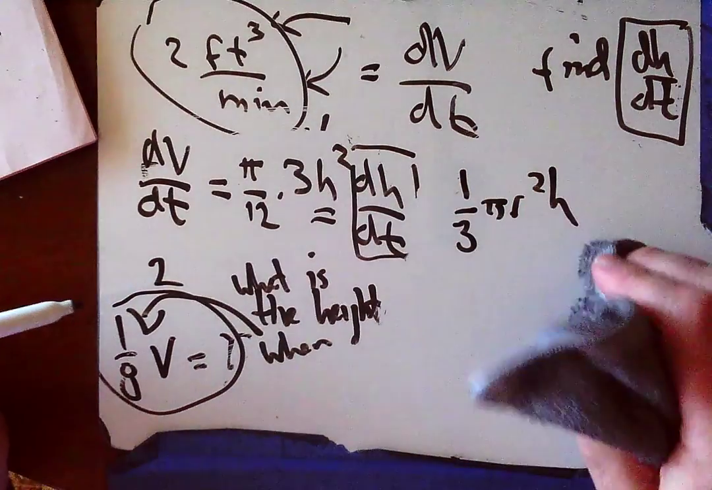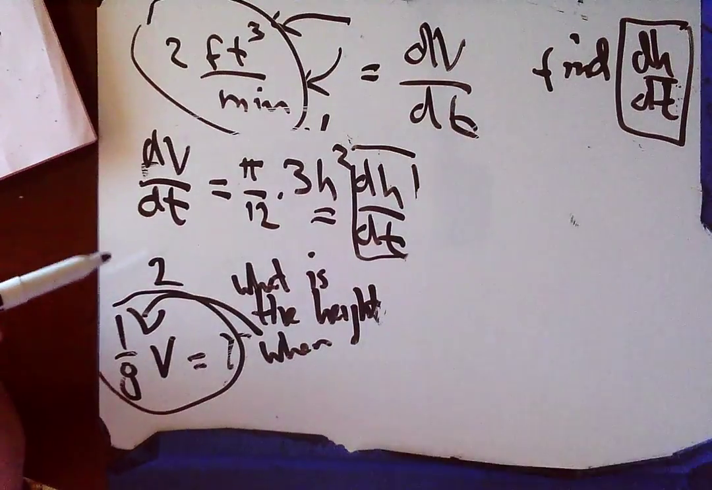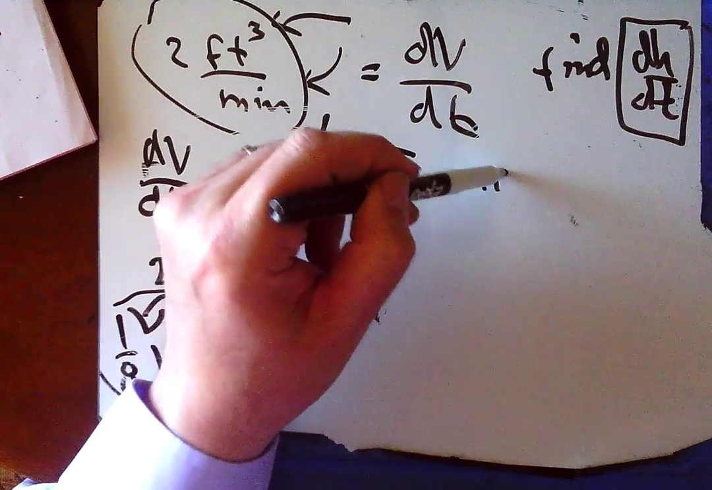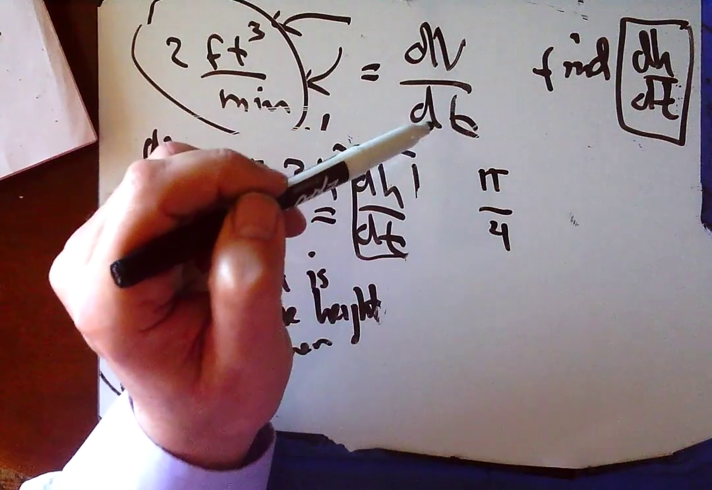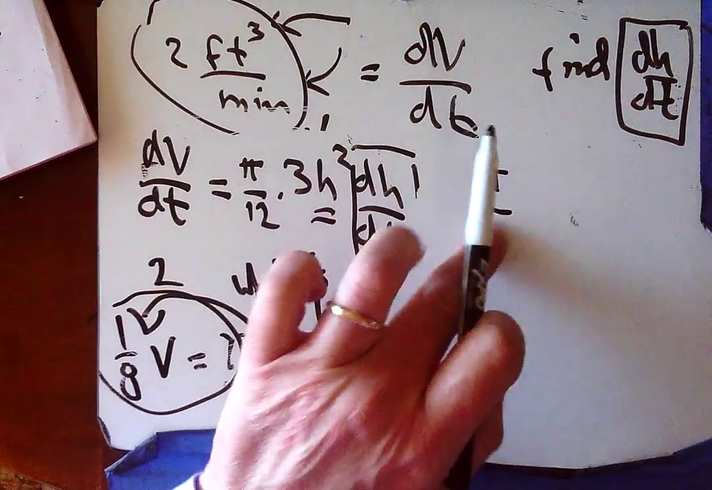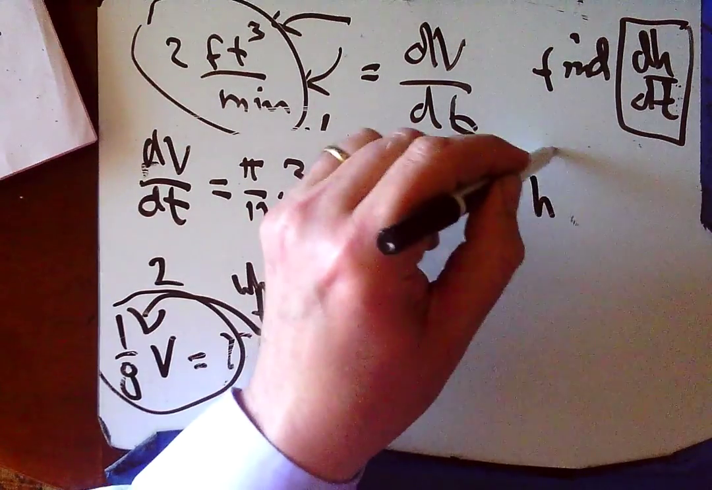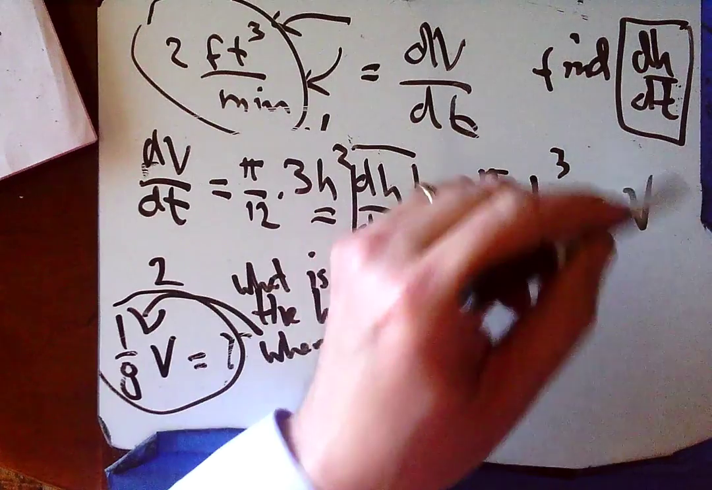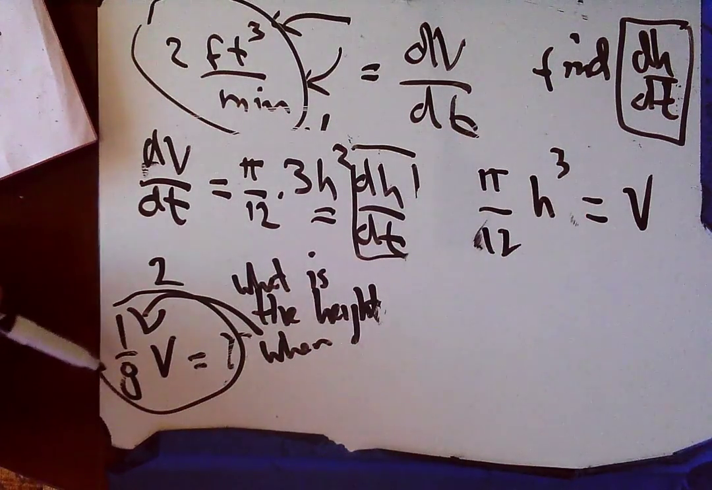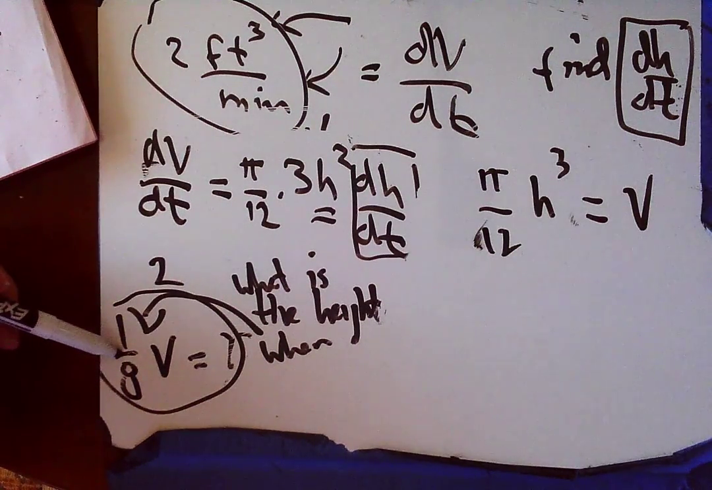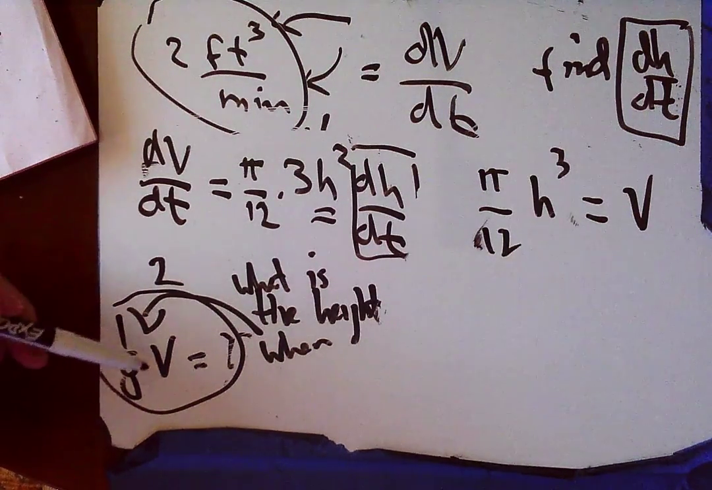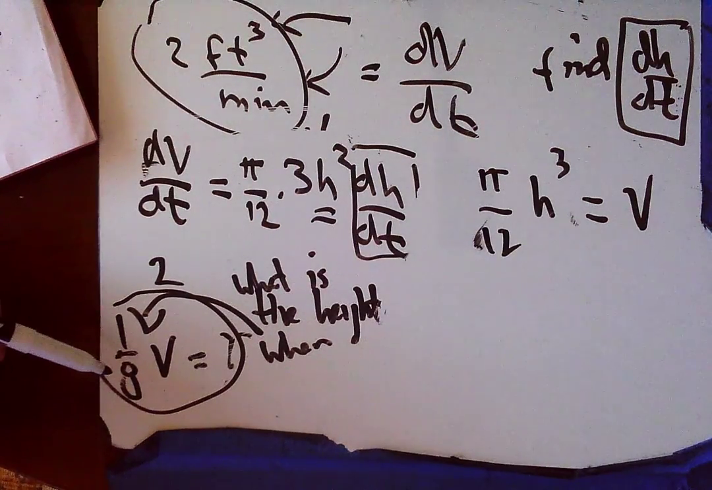Oh, sorry. We already made that substitution. Was it pi over 12 h to the third? That's our volume formula. And we want to know what the height is equal to when volume is 1/8 of its normal value.